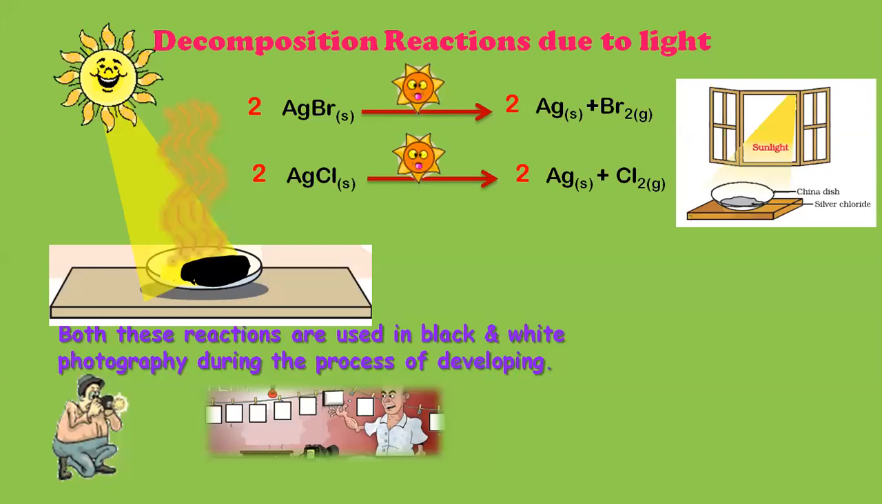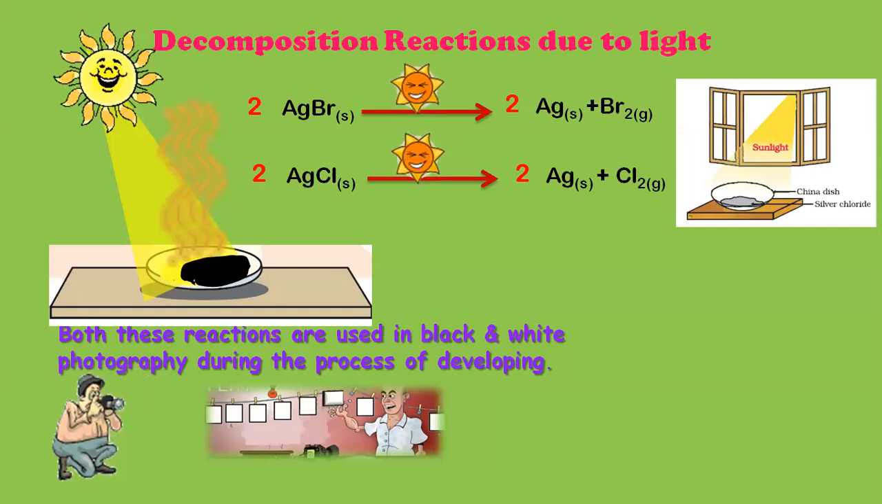So if I do the developing process in bright sunlight, what will happen? The solutions will get decomposed and my developing will not happen. And that is why this kind of developing process is always done in red light. The wavelength is very small. In dark places we do it, because if my solutions come in contact with bright sunlight, they will get decomposed, which will hamper the process of developing.